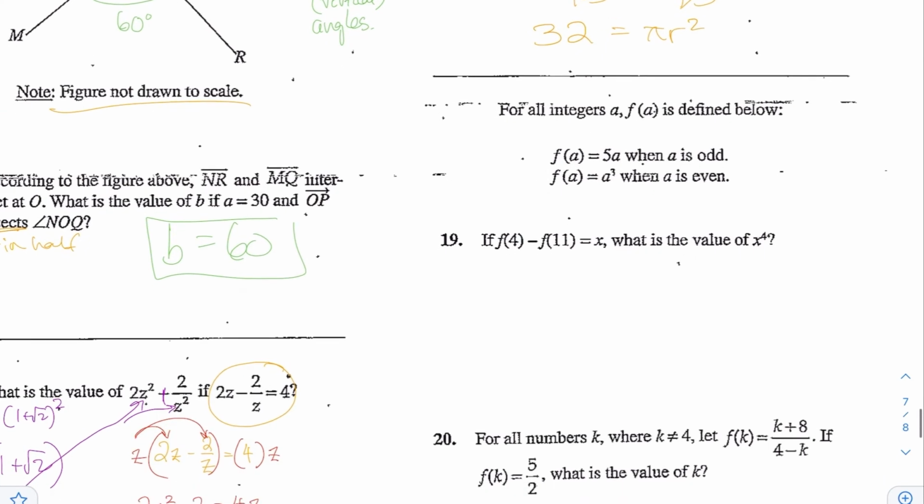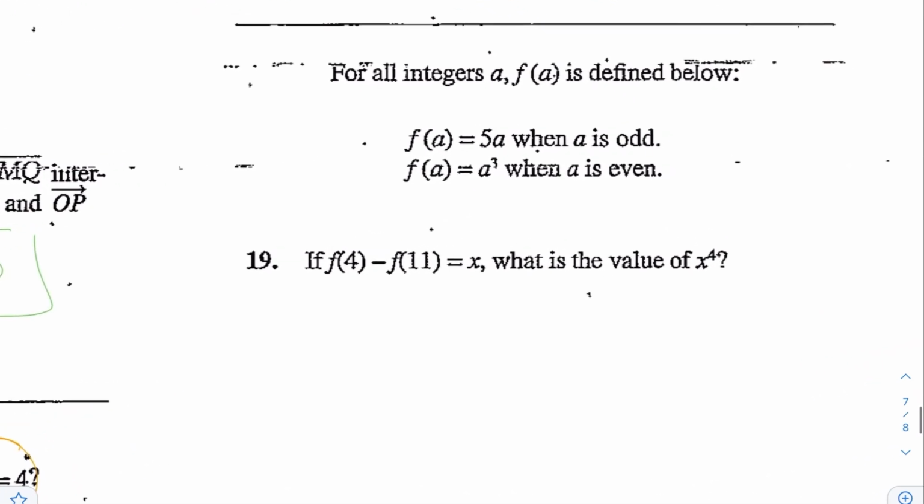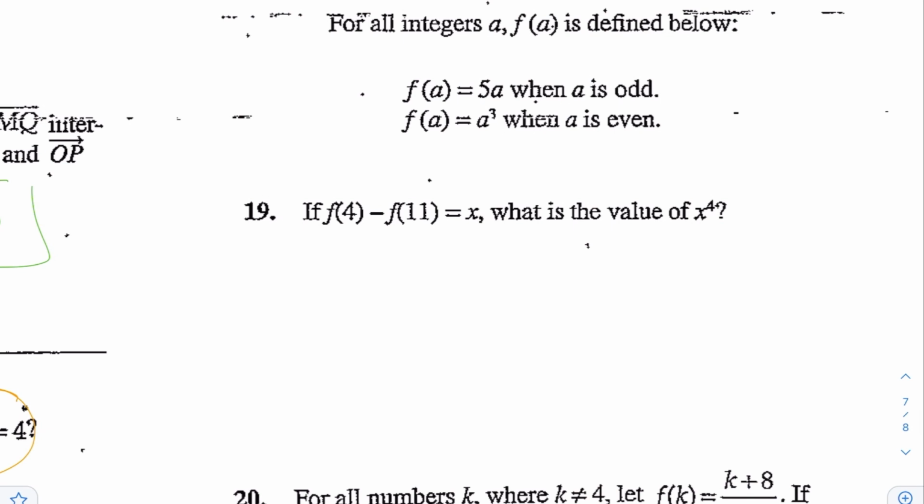All right, next for number 19. For all integers a, f of a is defined below. So f of a is equal to 5a when a is odd, and f of a is a cubed when a is even. If f of 4 minus f of 11 is equal to x, what is x to the 4th power? So here these are functions, and a function is just an input-output machine.